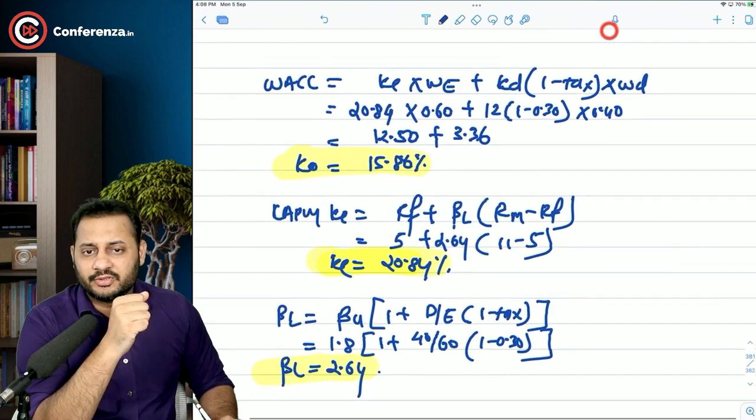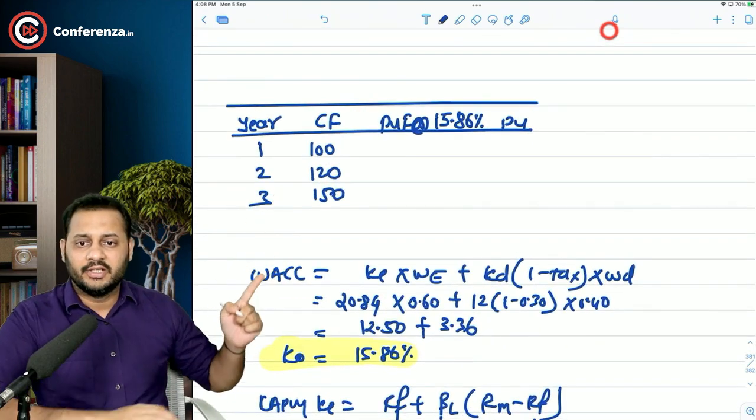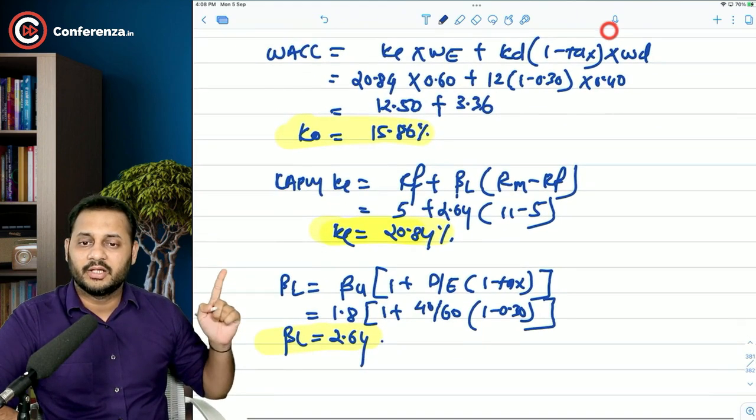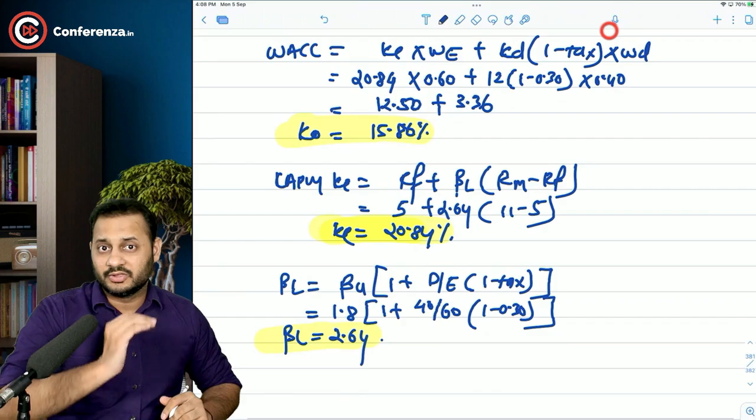Do you understand the procedure? For the discounting rate, we need WACC. For WACC, we need the cost of equity. Cost of equity can be calculated using the levered unlevered formula. So this is the chain.